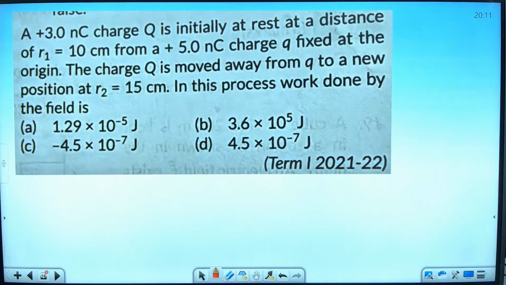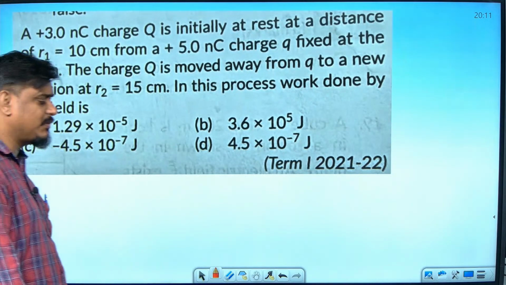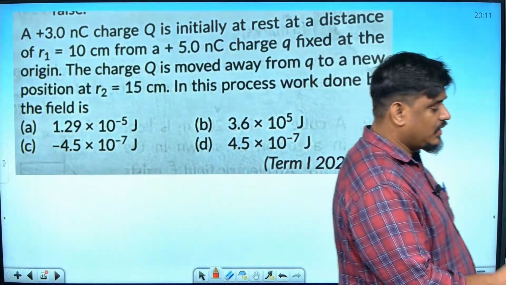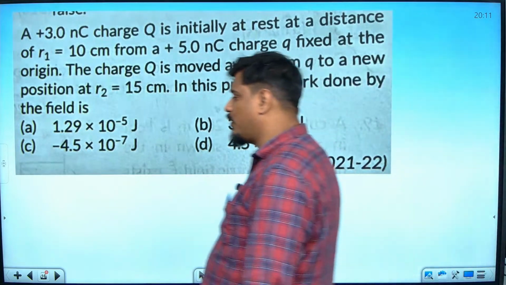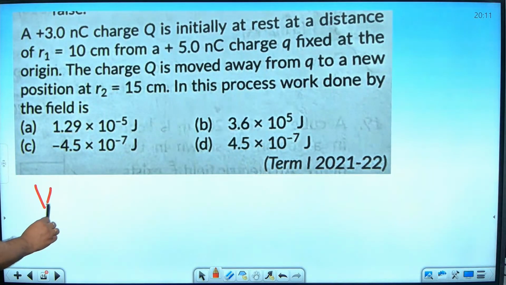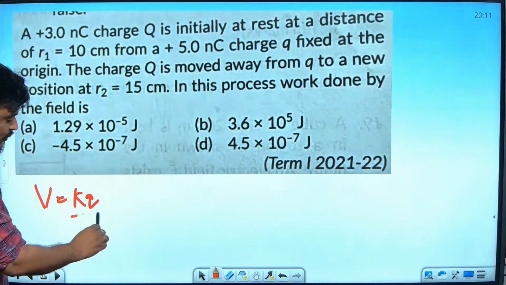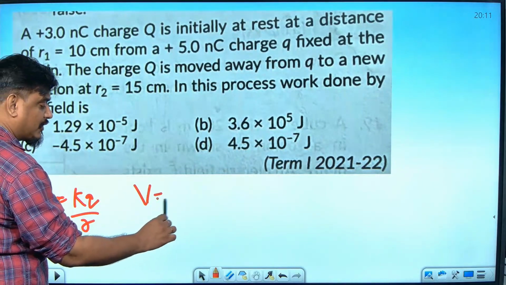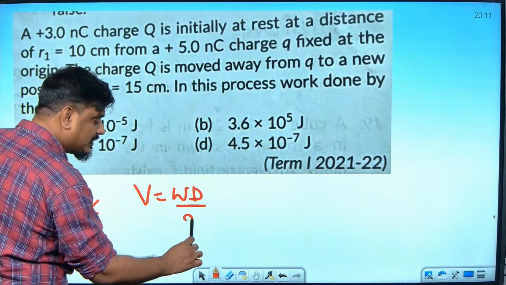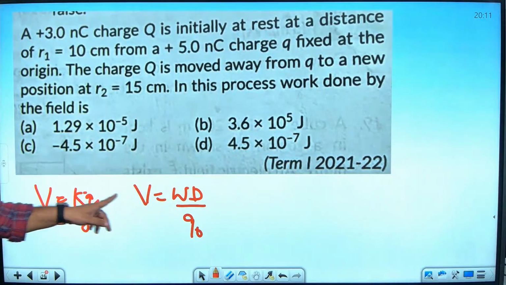Here they are checking your knowledge about potential due to a point charge and the work done formula. One formula is work done per unit charge, Q naught. One is KQ by R. Q and Q naught are not the same. I hope you know this. I can write the formula of V for a point charge as K into Q by R. At the same time, you can also write V as work done per unit charge. Do you think this Q and Q naught are the same?